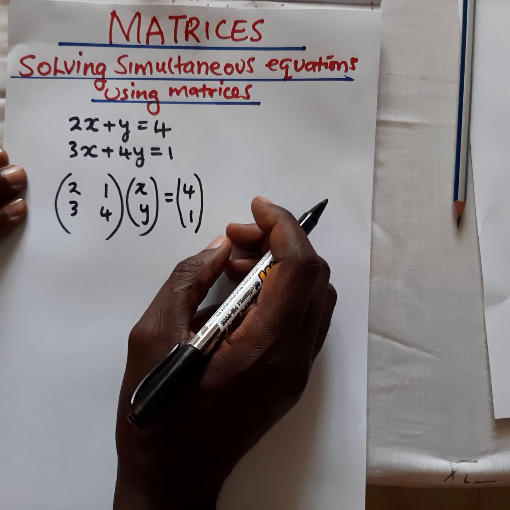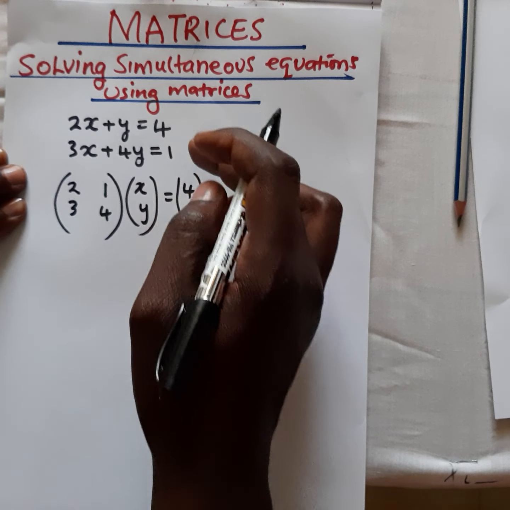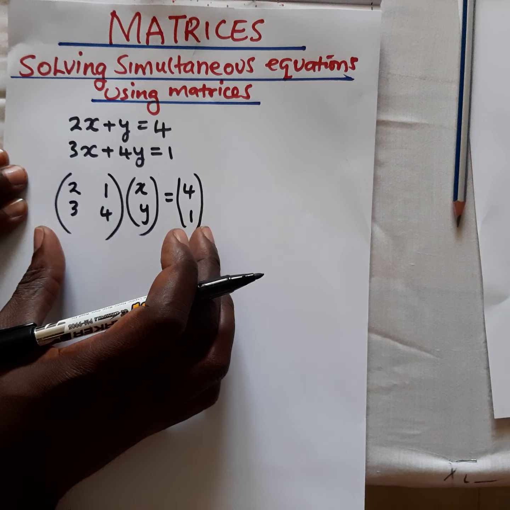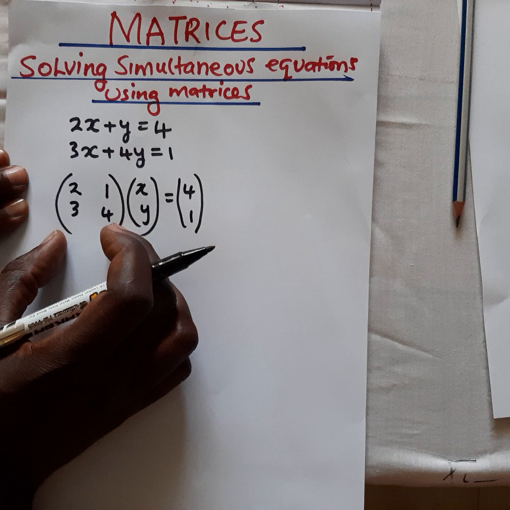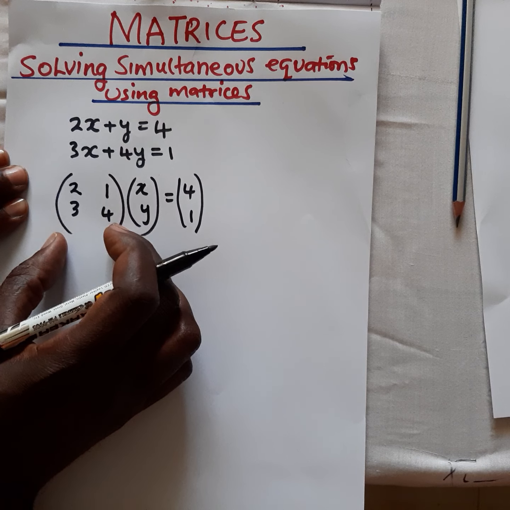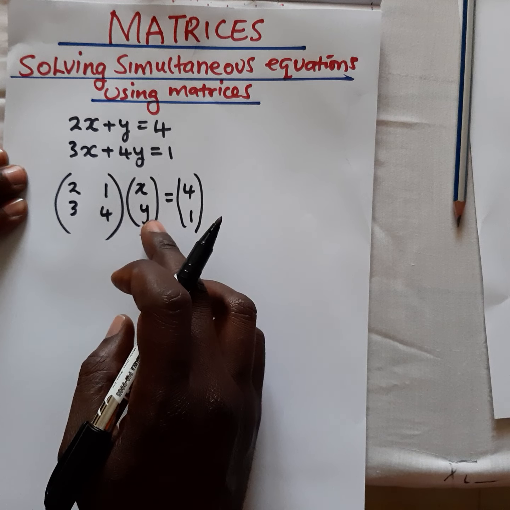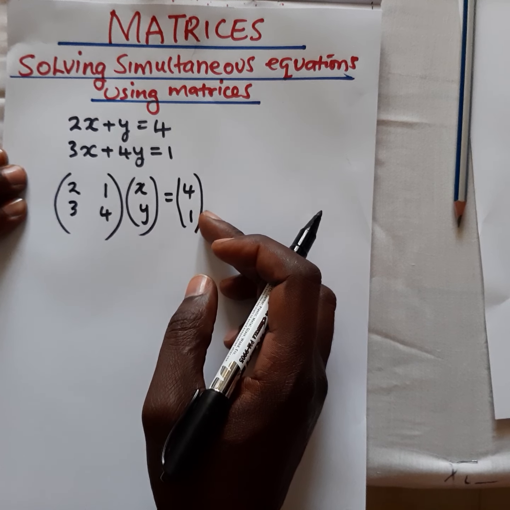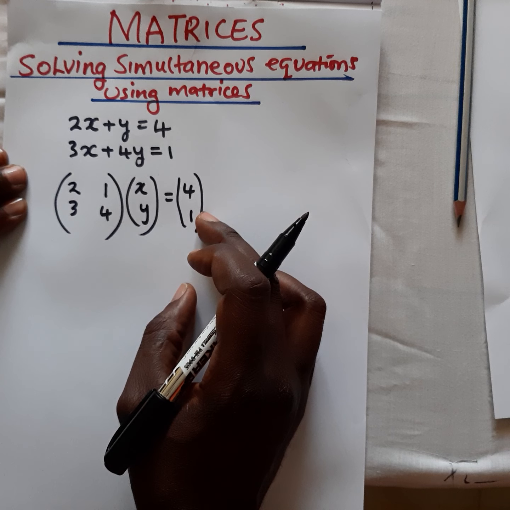Now in this, this is the linear simultaneous equations, and then now we have the matrix. The first part of the matrix, we call it the coefficients matrix, and then x and y are the variables matrix, and then for 4, 1, this is the constant matrix.